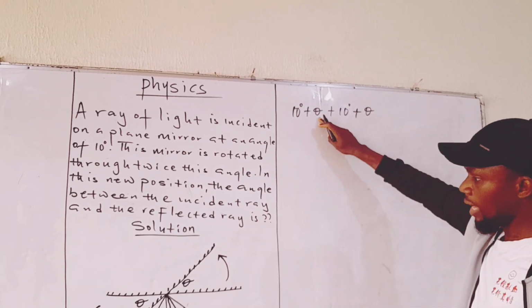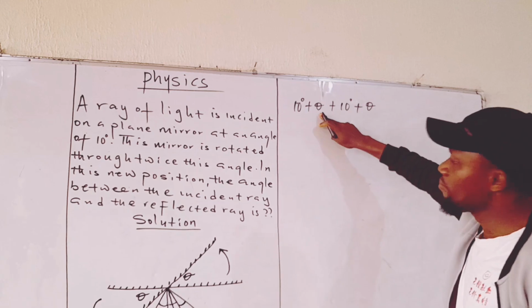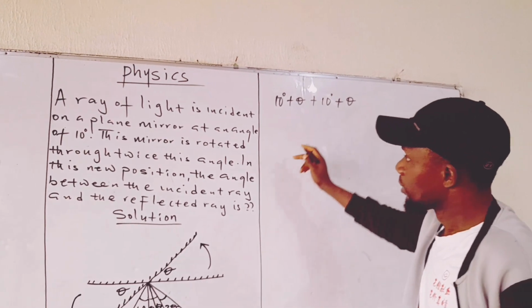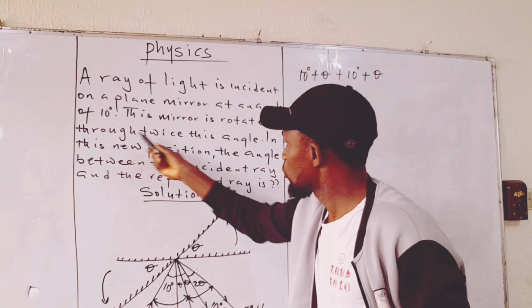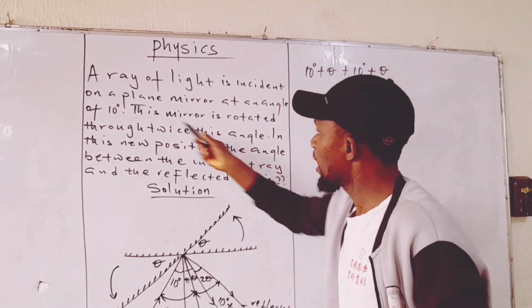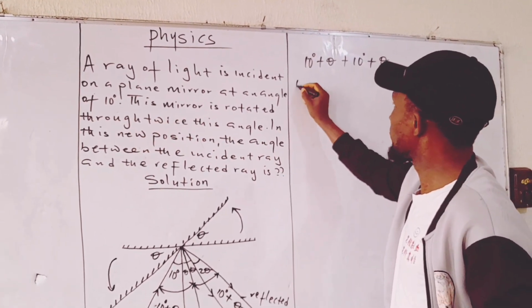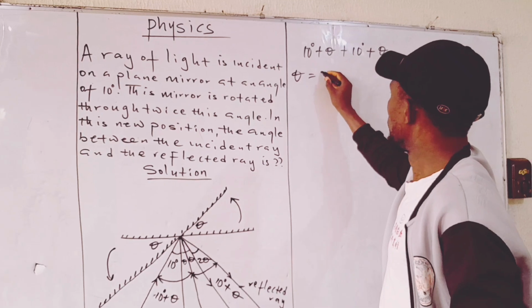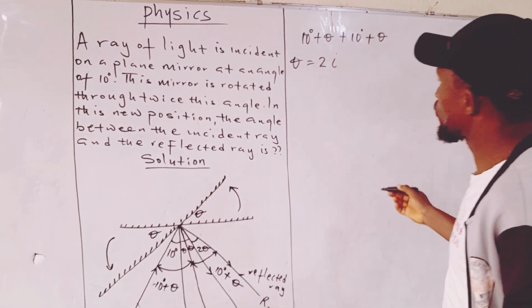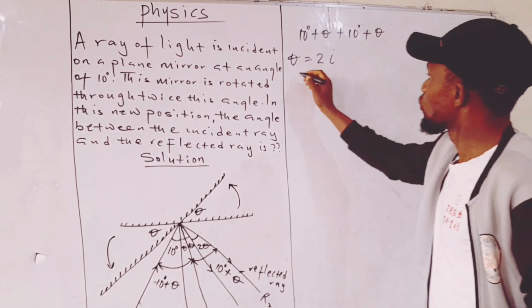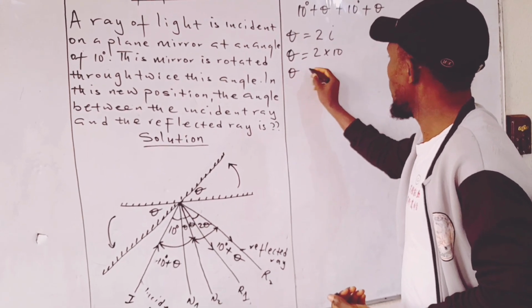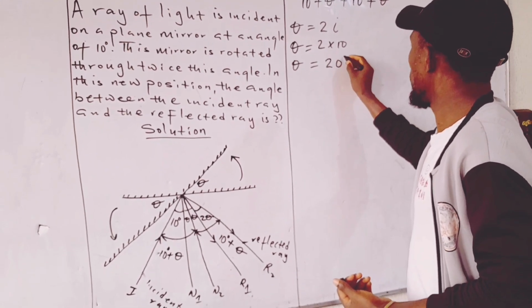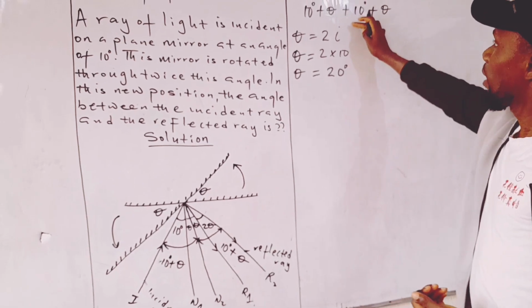I don't know what this theta is, because this theta is when the mirror has been rotated. Look at this now. They say this mirror is rotated through twice this angle. Which angle? This. That means my theta is equal to 2 times the angle of incidence. So my theta is equal to 2 times 10. So my theta is equal to 20 degrees.